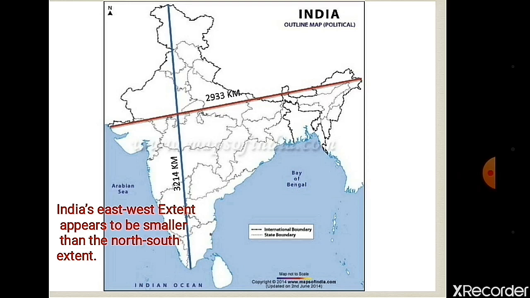The east-west distance is 2,933 kilometers, and north to south it is 3,214 kilometers. So of these extents, the north-south is more than the east-west.